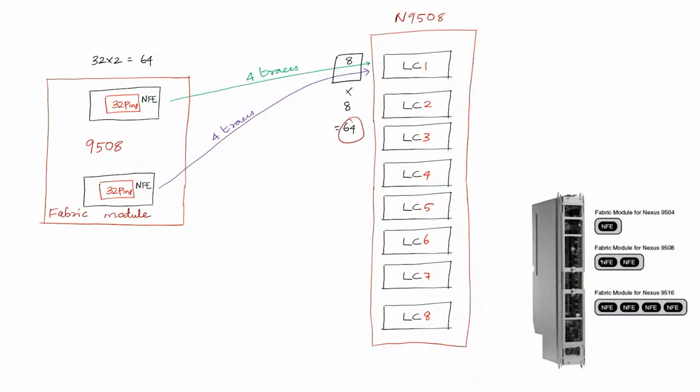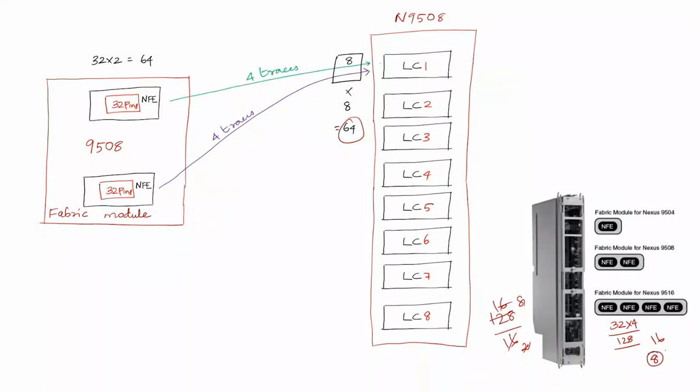What about the 9516? Look here. Each of them is going to have 32. Each of them is going to have 32. 32 into 4 is 128 pins. How many line cards? 16 line cards. 128 by 16. Again 8 only. So which means it is 8.